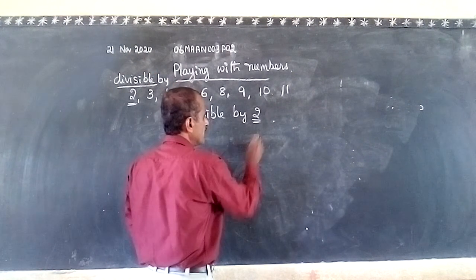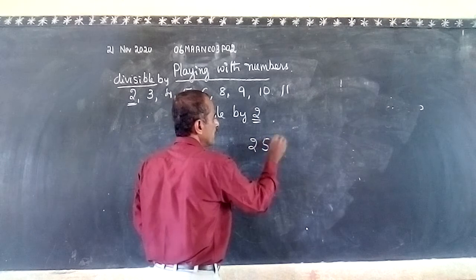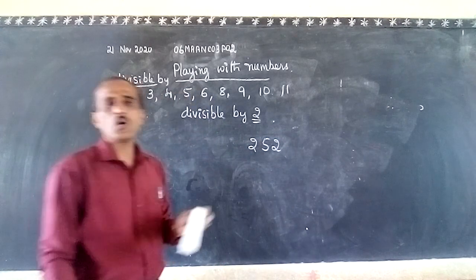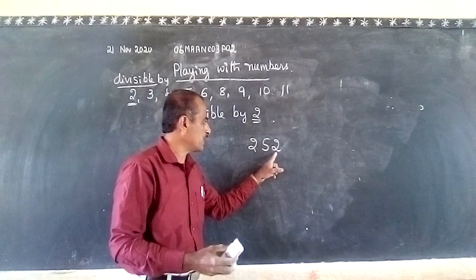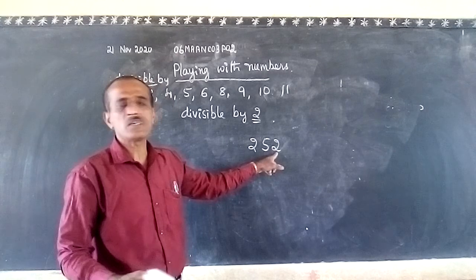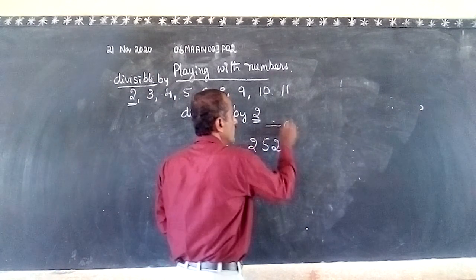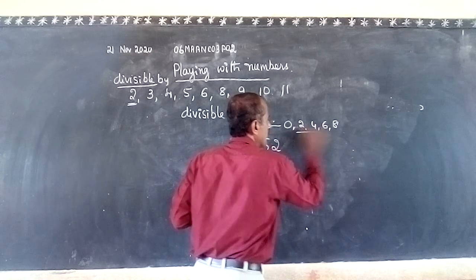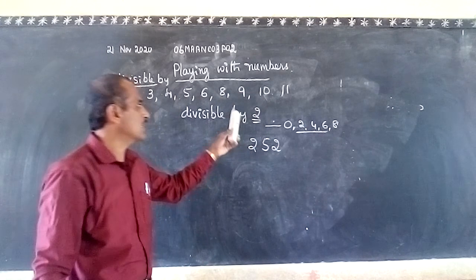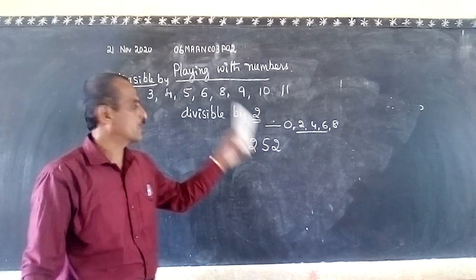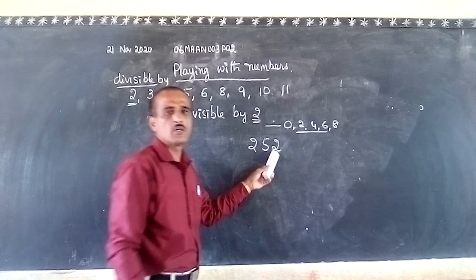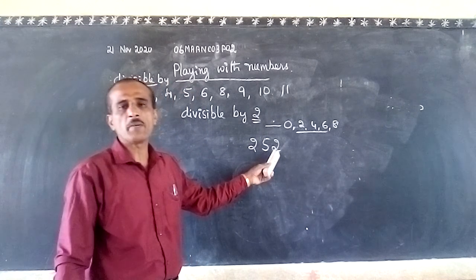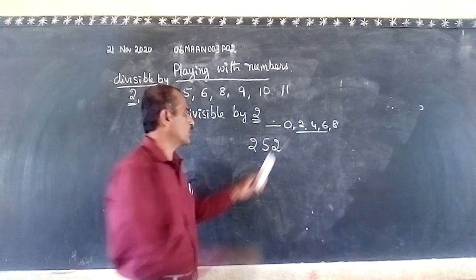For example, I will write a number 252. Is it divisible by 2 or not? Yes, it is divisible by 2. Why? Because in the ones place there is 2. So if 0, 2, 4, 6, 8 are in the unit place, such numbers are divisible by 2. So 2 is in the units place, therefore this number is divisible completely by 2.